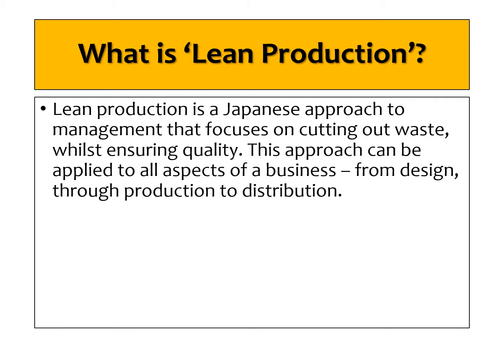So what is lean production? Lean production is a Japanese approach. It is a Japanese concept which focuses on minimizing the waste in a business. So it's ensuring quality of your production methods, but ensuring that you cut out the waste and the extra material or resources that are not required within the business. And this can be from the design process all the way through to production and to distributing the product.